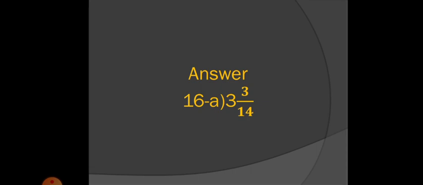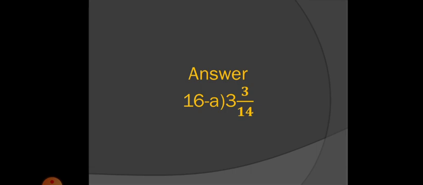2 whole 3 upon 7 plus 11 upon 15. So you have to find the sum of the two fractions. Options are A 3 whole 3 upon 14, B 4 whole 9 upon 8, C 5 whole 6 upon 8, D none of these. Now let's check what is the answer of this question number 16. The answer is option A 3 whole 3 upon 14.